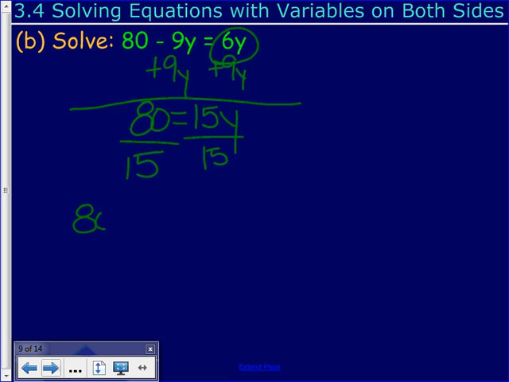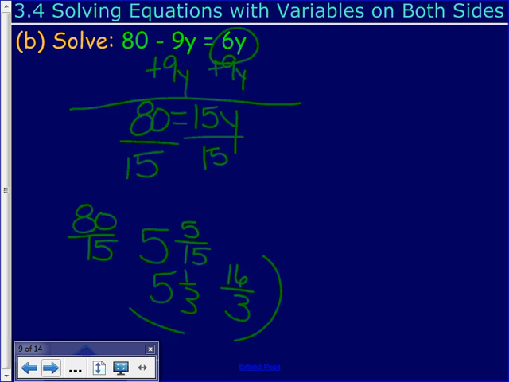80 over 15. So it's not going to go evenly because that would have to be 90. So 15 will go into 80 at least 4 times. Nope, 5 times, with 5 left over, or 5 and 1/3, or you could say 16 thirds. I believe that is correct. Okay? Let's move on. So again, this one had a single answer.